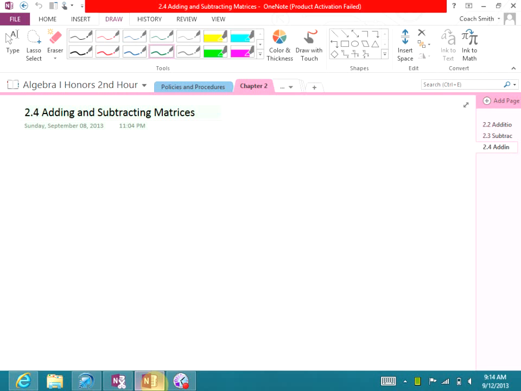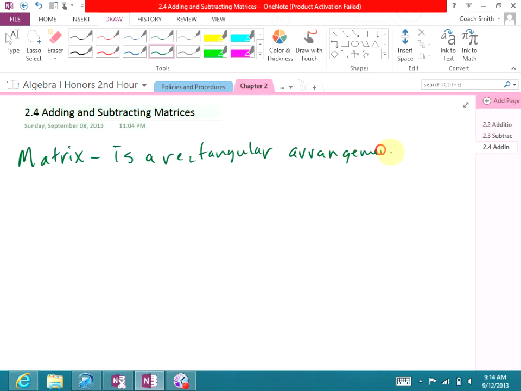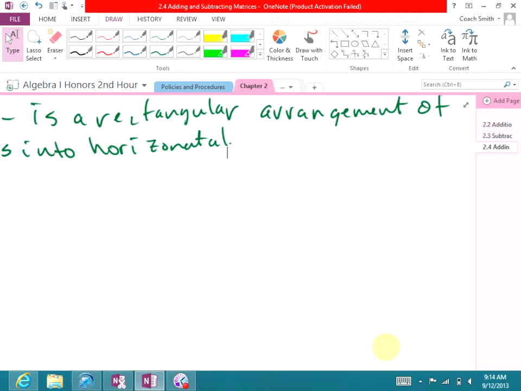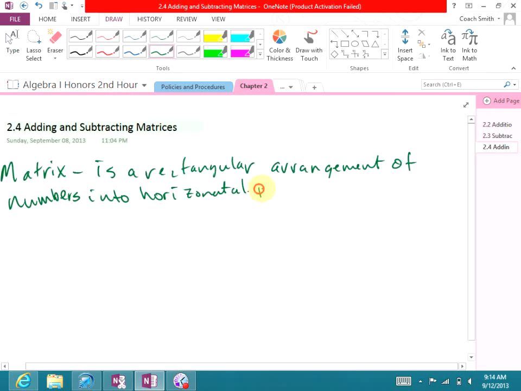Okay. I want you to write down the definition for matrix. A matrix is a rectangular arrangement of numbers into horizontal rows and vertical columns.